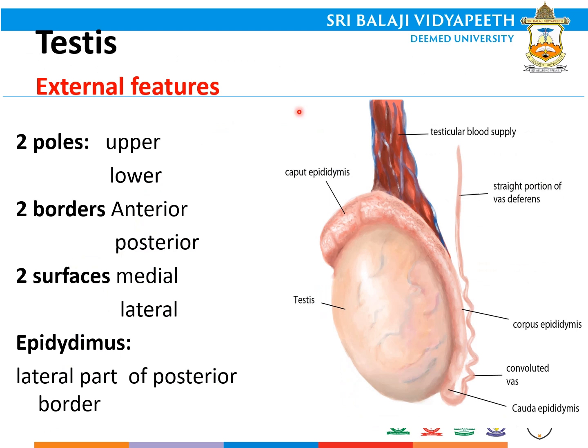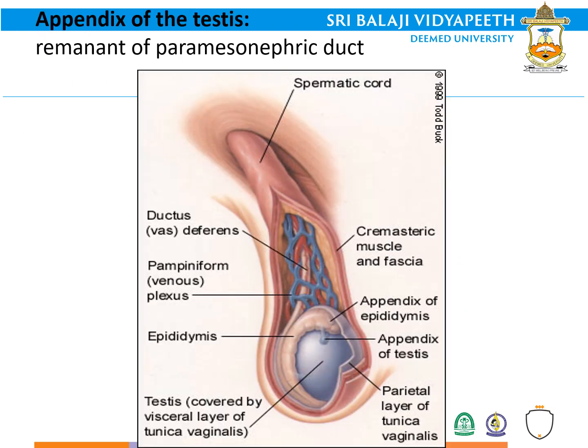The testis is usually almond in shape. So this is the primary reproductive organ here, and it has two poles, an upper pole and a lower pole. There's an anterior border, a posterior border, a medial surface, and a lateral surface. The epididymis lies at the lateral part of the posterior border, and on the upper end of the testis is observed the appendix of the testis, which is a remnant of the paramesonephric duct.